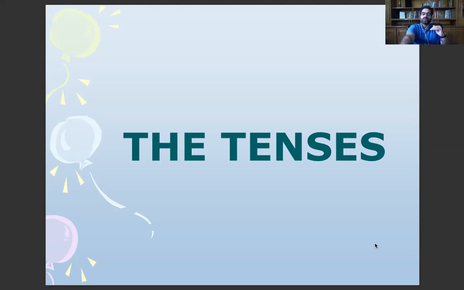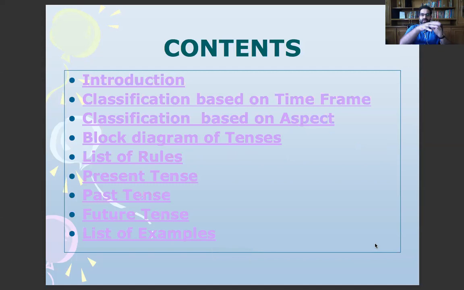The content which I'm going to share with you, let's take a look at the outline here. First of all, introduction. We'll talk about the classification based on time frame, and the classification based on aspect. We'll talk about the block diagram of tenses, which is the most important slide I need to show you. Then I'll talk about the list of rules, then present tense individually, past tense individually, and future tense individually. And in the end, we will talk about some examples.